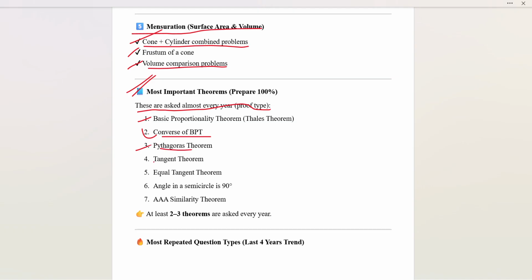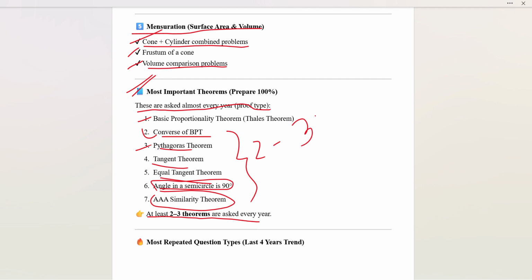So tangent theorem, equal tangent theorem, angle in semicircle is 90 degrees, and triple A similarity theorem. At least 2 to 3 theorems are asked every year from those 7 questions. So you get 2 to 3 theorems in your board exam. For SSC, they ask 2 to 3 theorems from those 7.